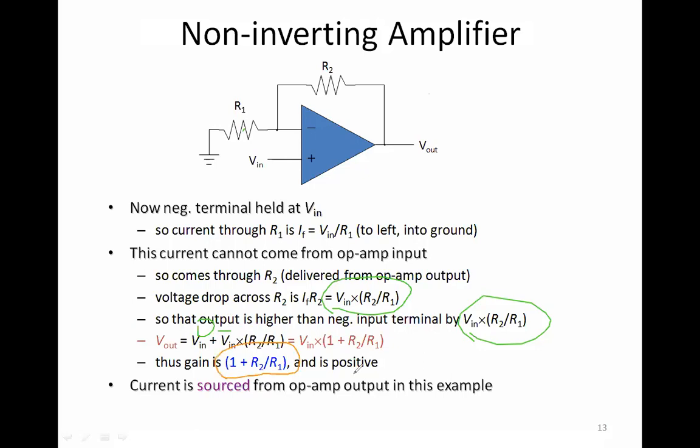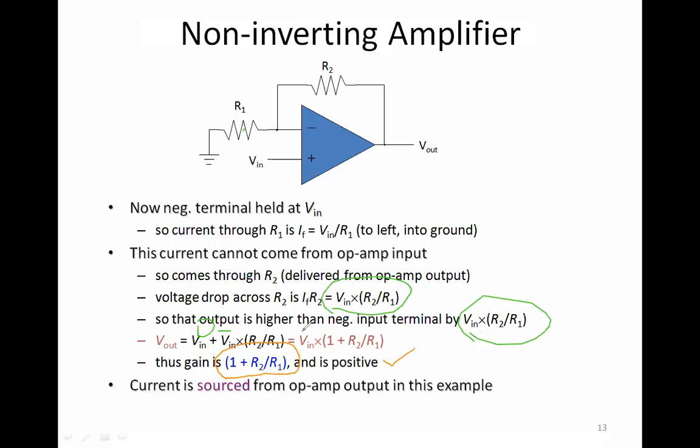Now since it is 1 plus, it is positive. It is not negative. It is negative when I say 0 minus, but here it is 1 plus something. So 1 plus something is of course a higher value than the negative value, which means it's going to be a positive value, right?